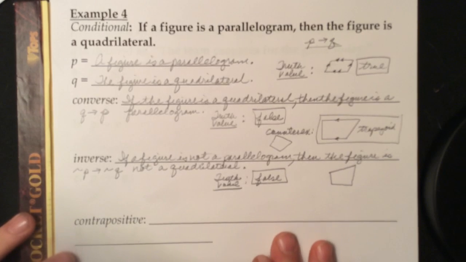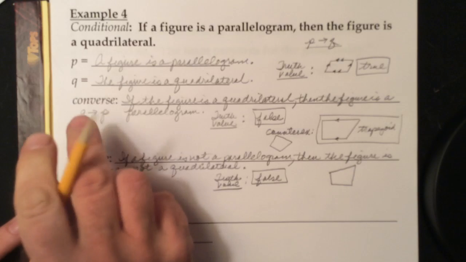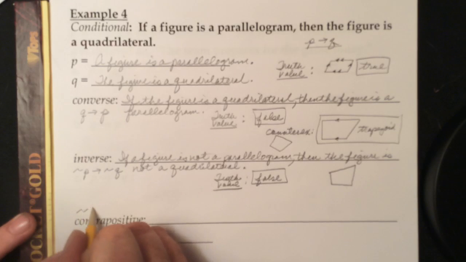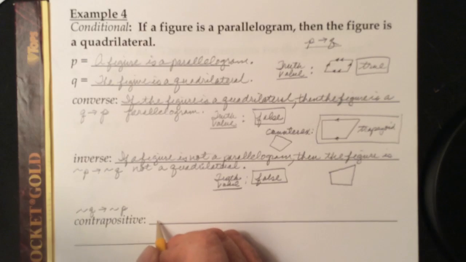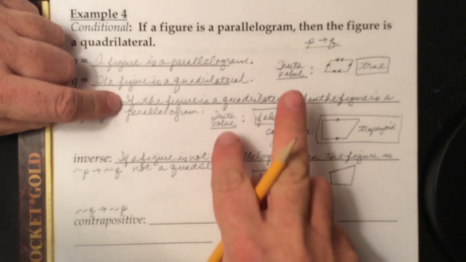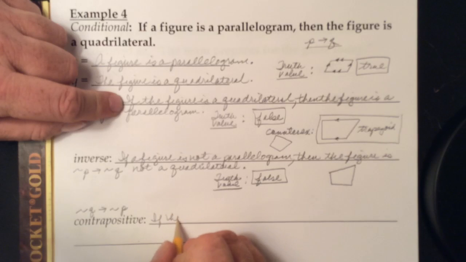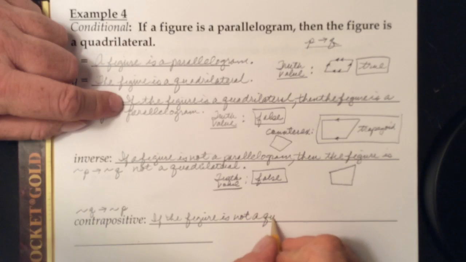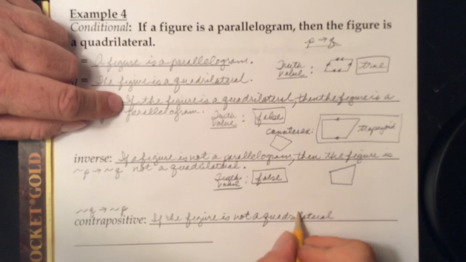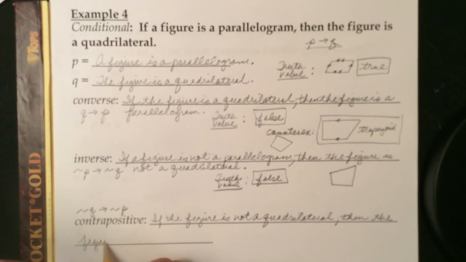Finally, the contrapositive. You go back to the converse and you negate both parts of it. So instead of if Q then P, we negate both of them. We don't reverse them. And that would be if not Q, then not P. So that means we have to come back to our converse and reverse those two. If the figure is a quadrilateral, instead of that it'll be if the figure is not a quadrilateral, then the figure is not a parallelogram.